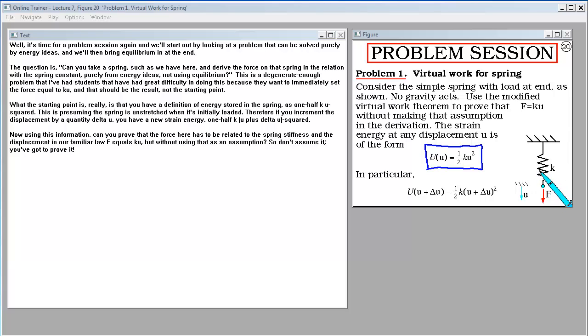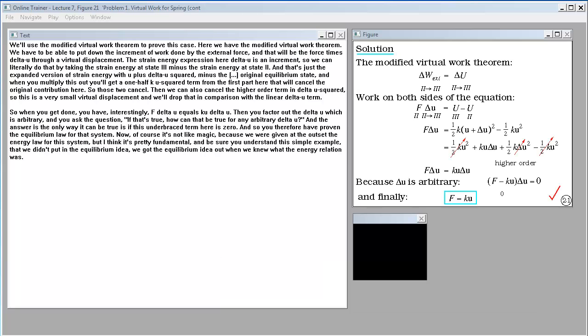Therefore, if you increment the displacement by a quantity delta U, you have a new strain energy, 1/2 K (u plus delta U) squared. Now, using this information, can you prove that the force here has to be related to the spring stiffness and the displacement in our familiar law F equals Ku, but without using that as an assumption? So don't assume it. You've got to prove it. We'll use the modified virtual work theorem to prove this case.